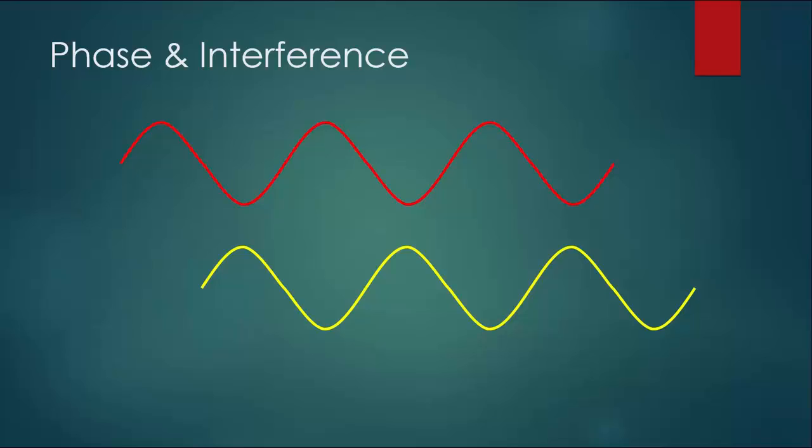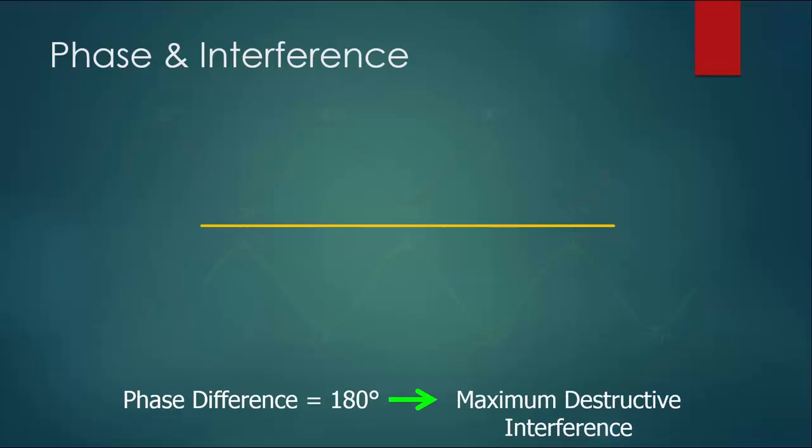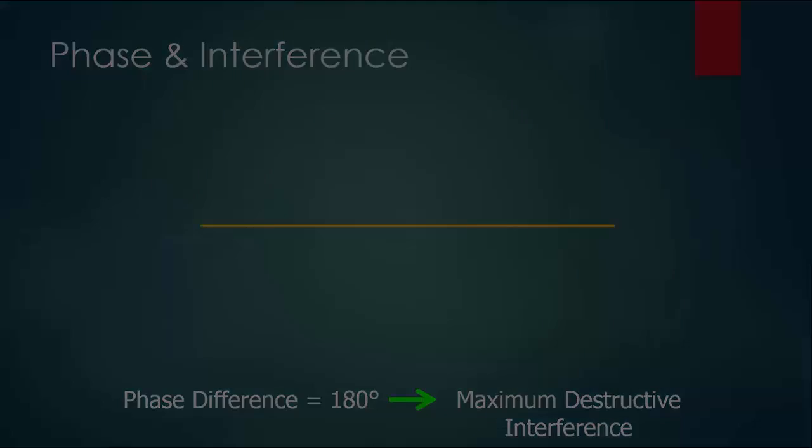Here are those two waves again, but I've shifted them. We're going to use the same numbers though. Crests are 90 degrees, troughs are 270 degrees. If we imagine that these two waves were superimposed in the same place at the same time, we would see that troughs and crests line up this time. And so 270 minus 90 is 180. And 90 minus 270, well, it's negative 180, but it's still 180 degrees apart. And so a phase difference of 180 degrees is going to result in maximum destructive interference.